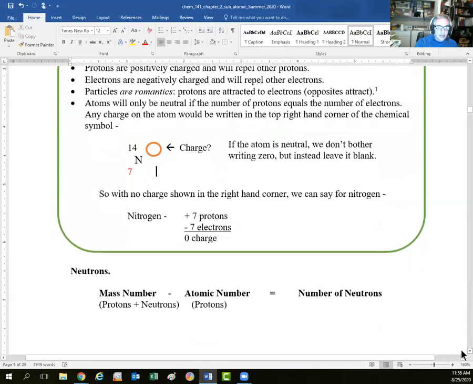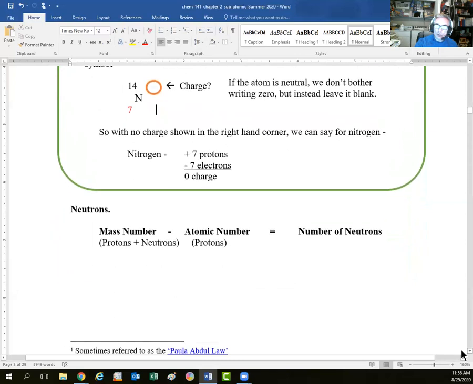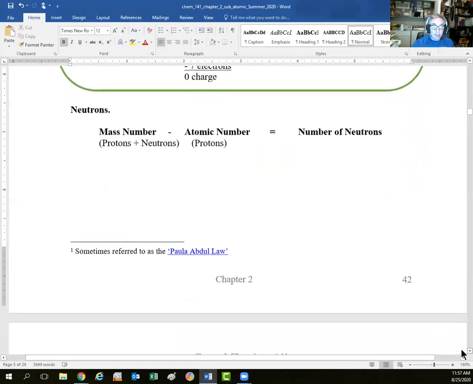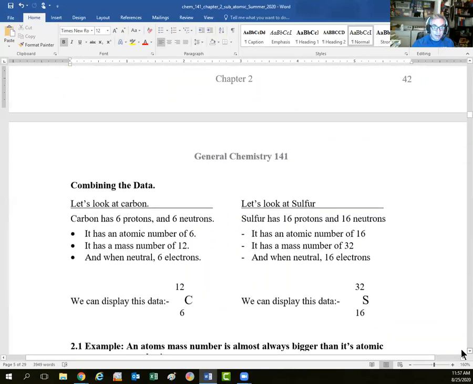Finally, the number of neutrons, which also have mass in the nucleus. The mass number contains protons and neutrons, so subtracting the atomic number, the number of protons, the difference between the two is the number of neutrons. So we can normally work out protons, neutrons, and electrons just by looking at the mass number and the atomic number.